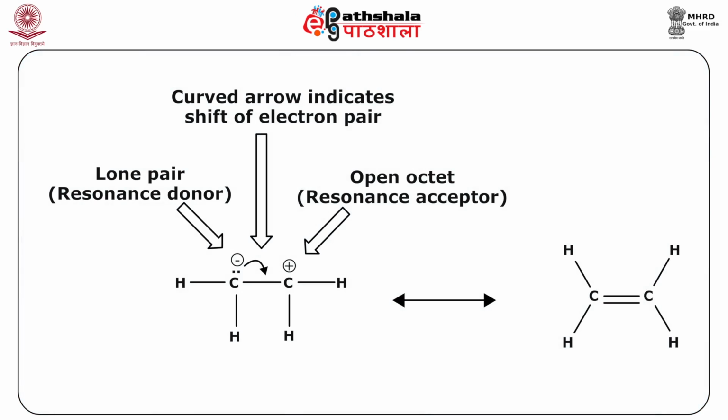So, as you can see here in this particular graphic, this particular C has this minus charge, so this can act as a resonance donor. The curved arrow here indicates the shift of the electron pair, and the other C, which has a plus charge, will act as the resonance acceptor. So, as these two electrons move here, you get ethene. You can say this is the resonating structure for ethene, where these pi electrons, if they shift to either this carbon or this carbon, you will get this particular resonating structure.